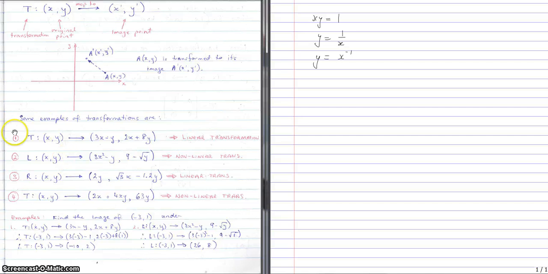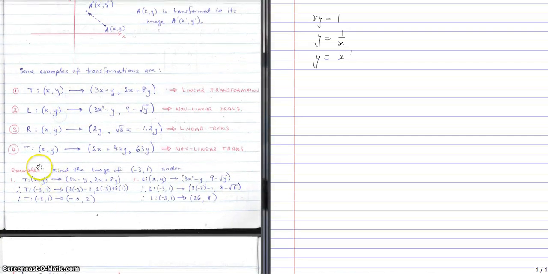Alright, so let's have a look at what we've got here in these examples. Find the image of negative 3, 1. This is the original point. We want to find its image under these couple of transformations. So first of all, this transformation here, the rule is 3x minus y, 2x plus 8y. So it's this first one here. So instead of having x comma y, we've got negative 3 comma 1. So that's our original point.